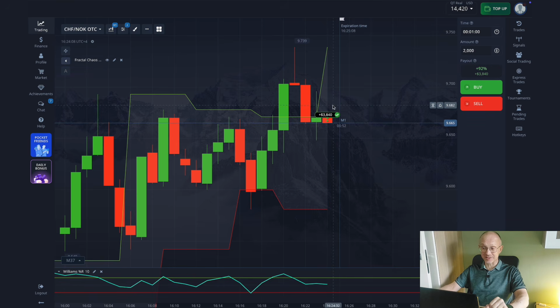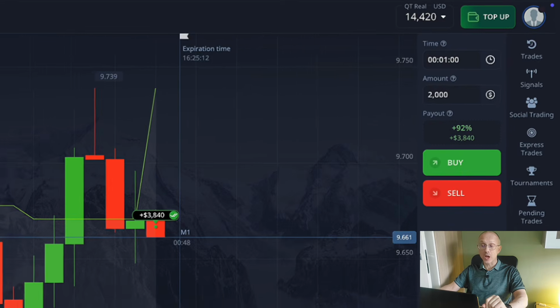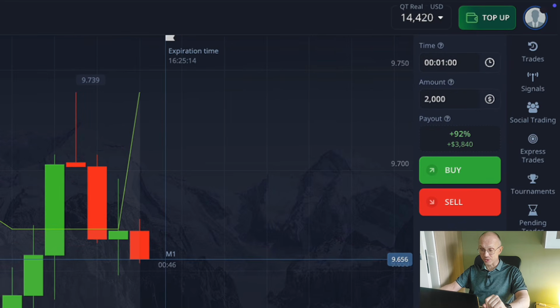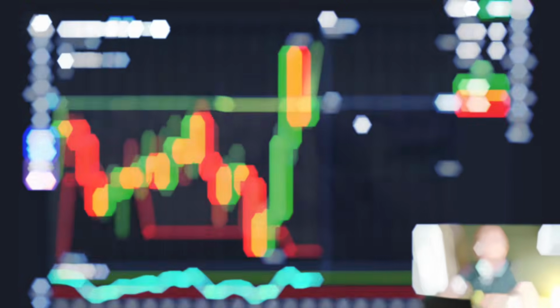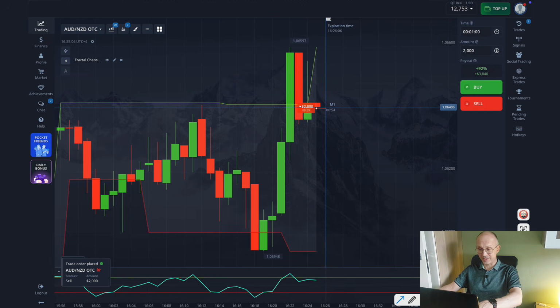Yes, another successful trade. The balance has increased by another $1,840. Let's move on. Excellent opportunity. The expiration time is 1 minute, and I'm opening a short trade for $2,000. The downward movement is confident, and the indicators confirm this.